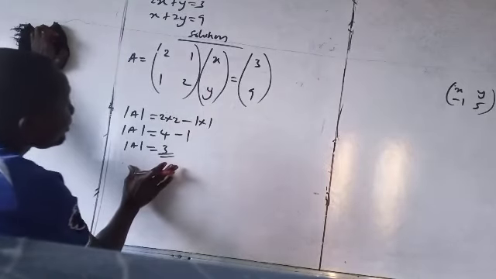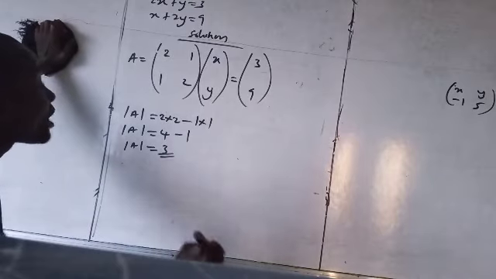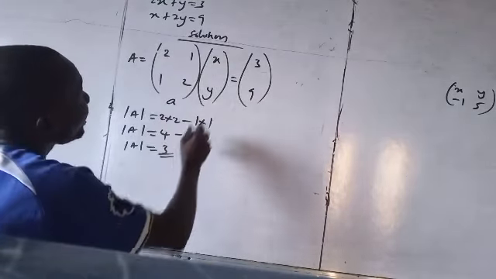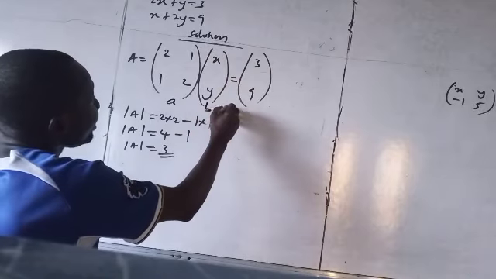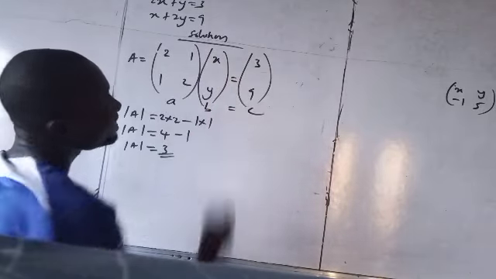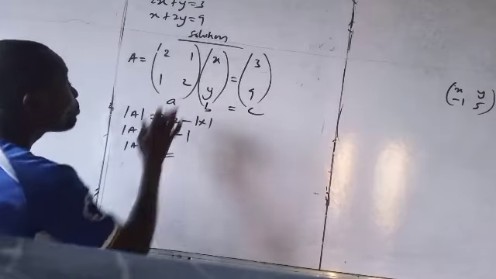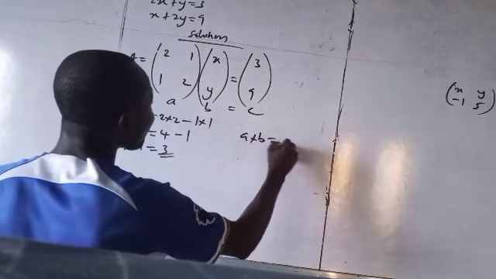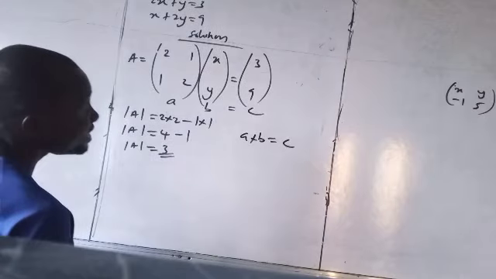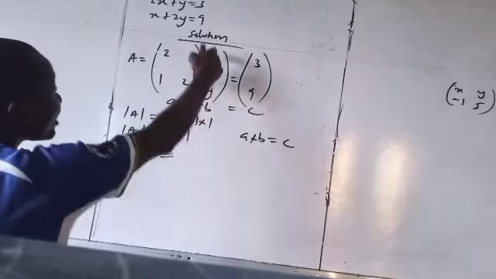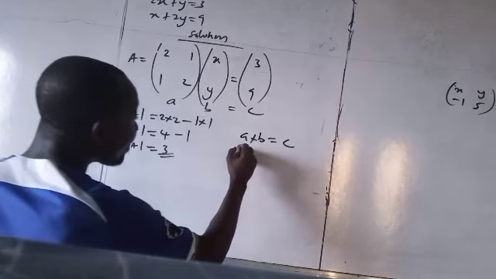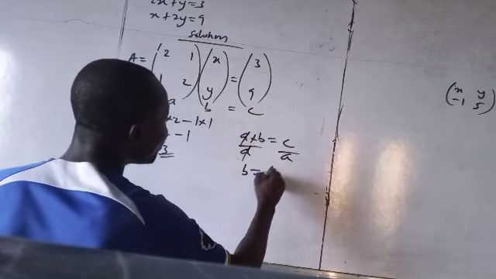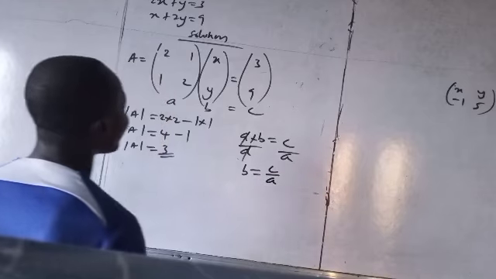But the matrix method is of the opinion that these numbers put in bracket should be tagged as A, and this X and Y should be tagged as B, while the answer will be C. So in his opinion, A times B gives us C. Since our target is to get X and Y, which is the B, when we divide both sides by A, we have B as C over A.